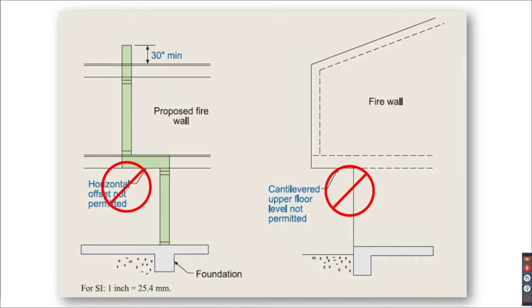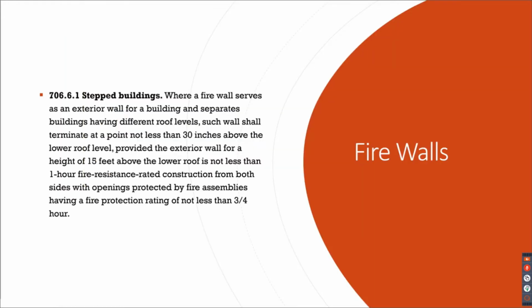It's not a firewall that way. And then you can't have a cantilevered upper floor above it. I'm not going to read through these in as much detail as I did the horizontal and vertical continuity sections. In those sections, it indicated to go to the specific sections if you have these conditions.